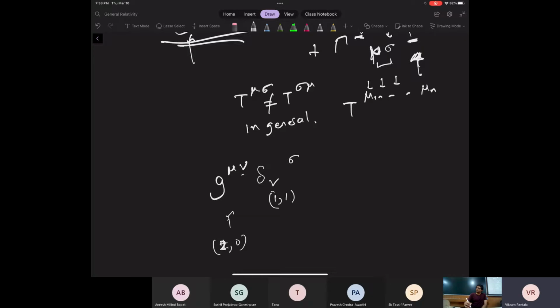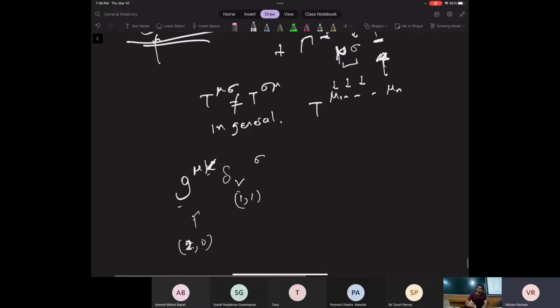So first I take the tensor product. Let me think about these indices being different. Then when I multiply these out, what I get is a 3-1 type tensor. When I contract the indices, I make this kappa the same as nu. So the result is a 2-0 tensor.